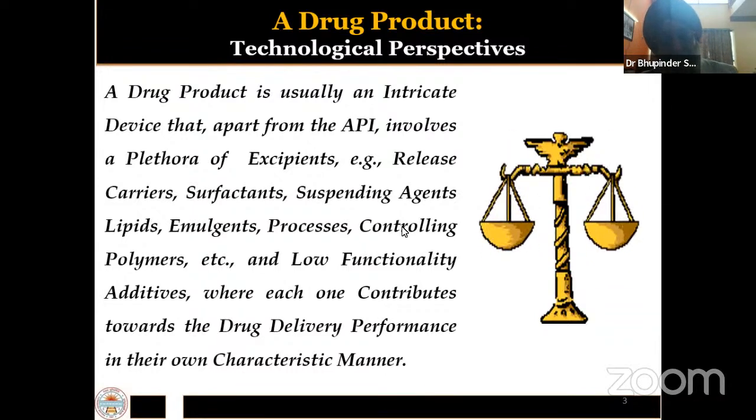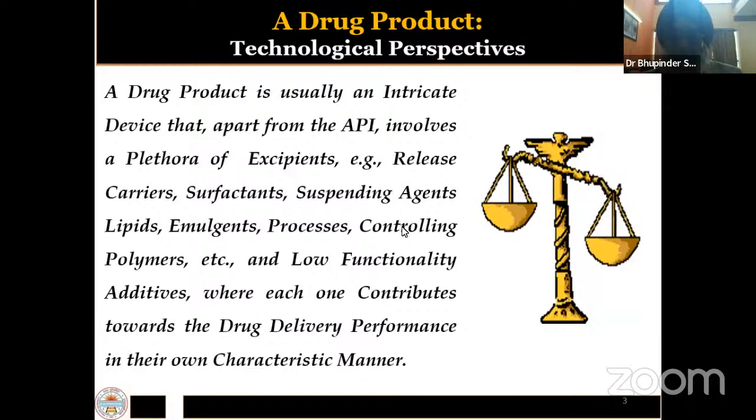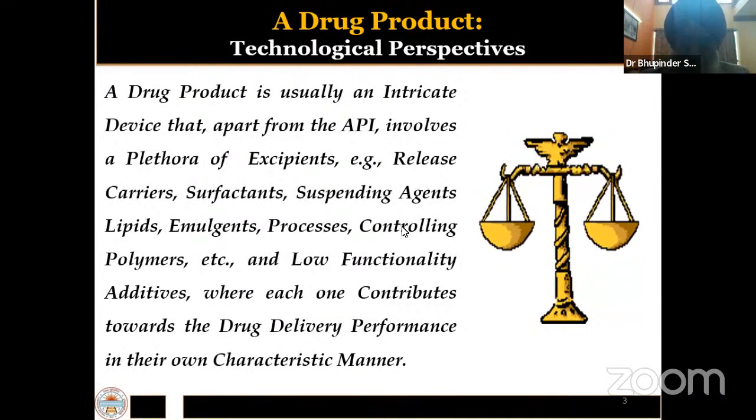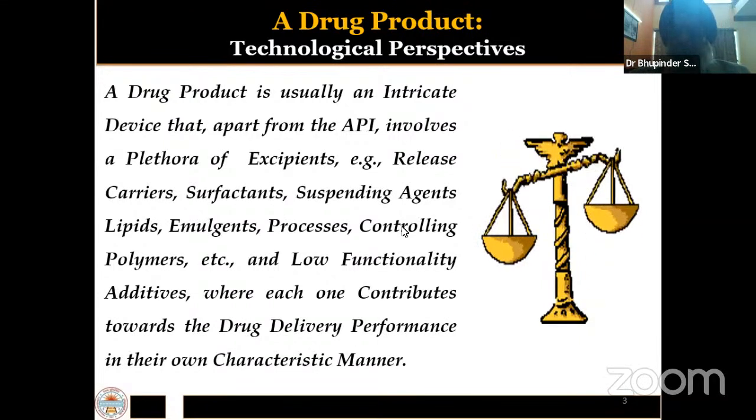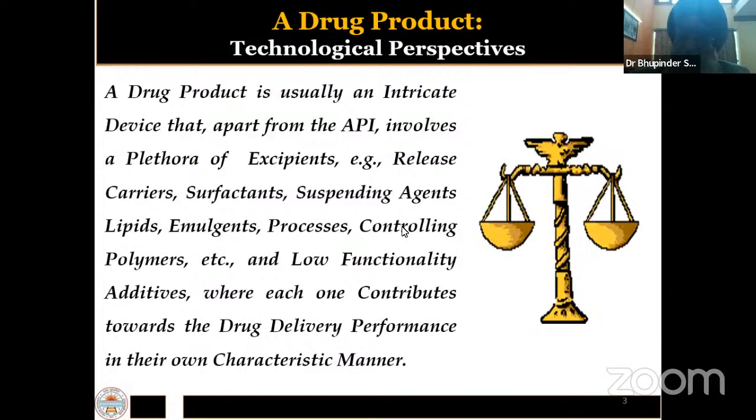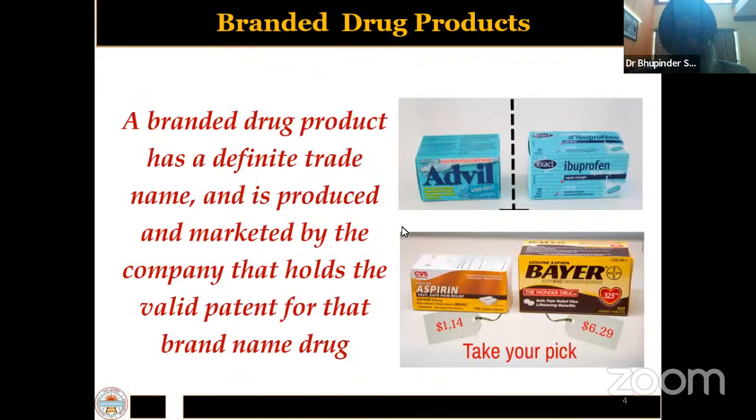taking shape. And there may be some low functionality excipients like disintegrants, lubricants, etc. So each one is contributing towards the drug delivery or drug product performance in its own characteristic manner. And there could be two kinds of drug products. Everybody knows about it. It could be branded ones or it could be generic ones.